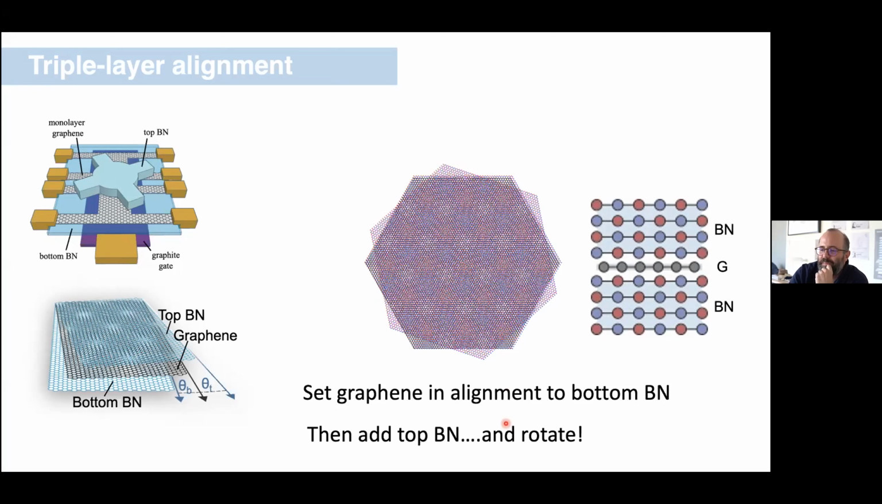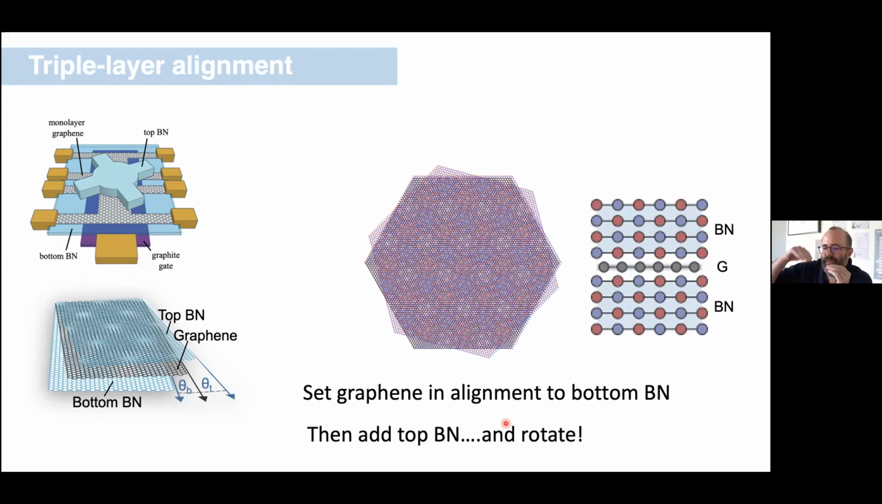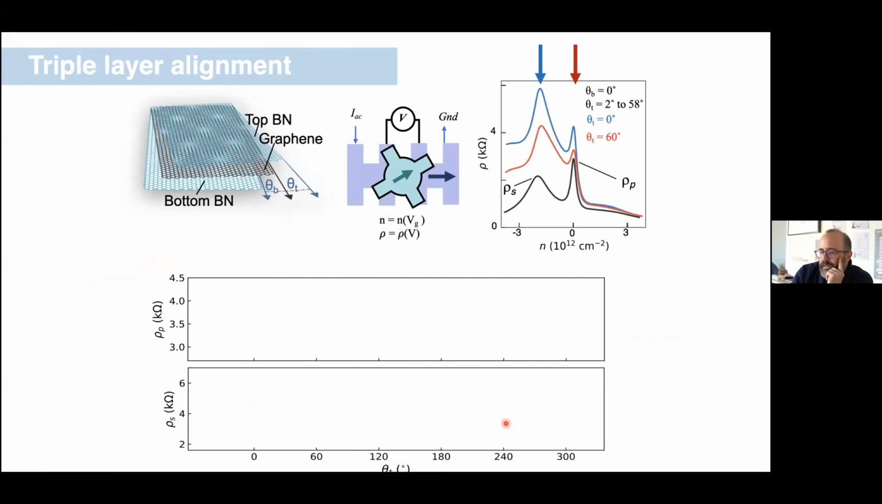So what you see here is something really quite interesting. Again, I've got a moire pattern due to the top BN and the graphene, but I also have an interference of these two moire patterns. The moire between the graphene at the top and the moire between the graphene and the bottom, they interfere with each other and give me some kind of super moire structure. We can measure, again, transport in such a system. This is a very specific example where bottom BN stays fixed at 0 degrees, graphene is at 0 degrees, and we twist the top BN around.